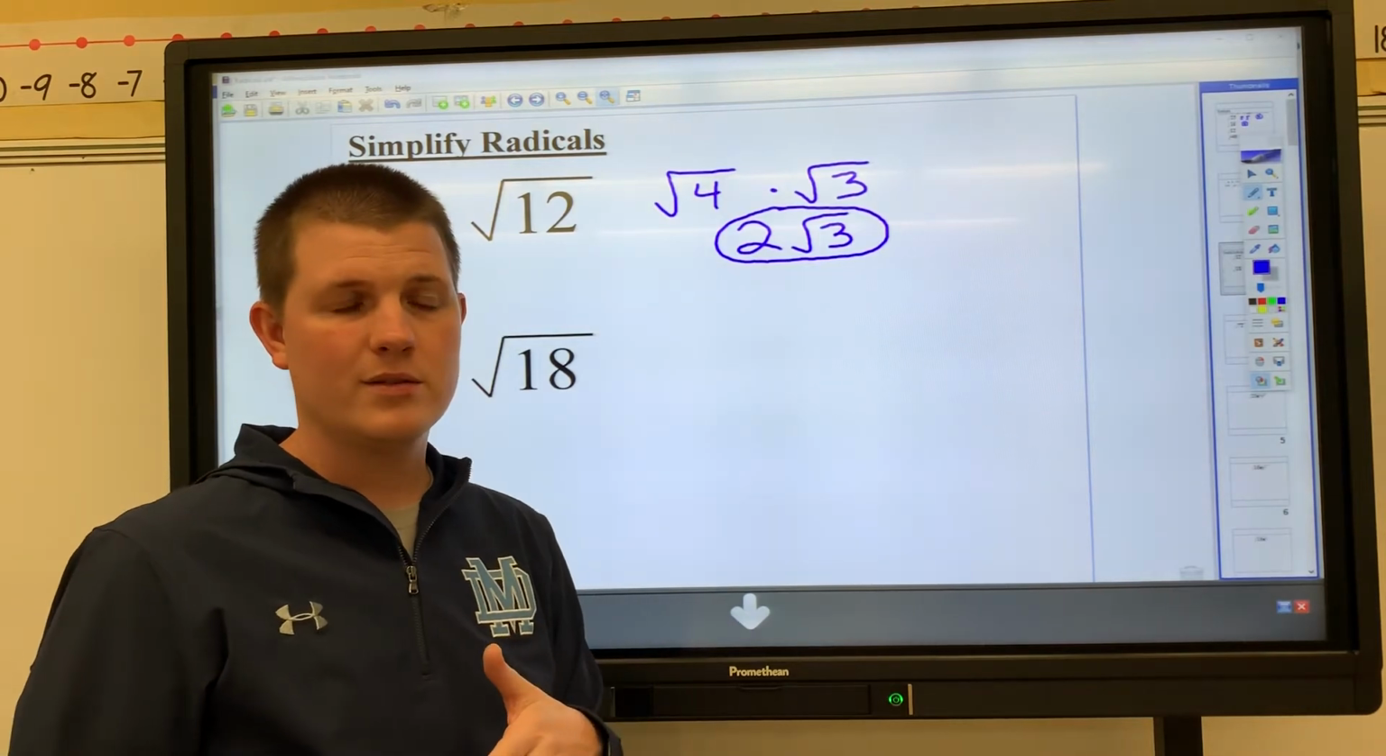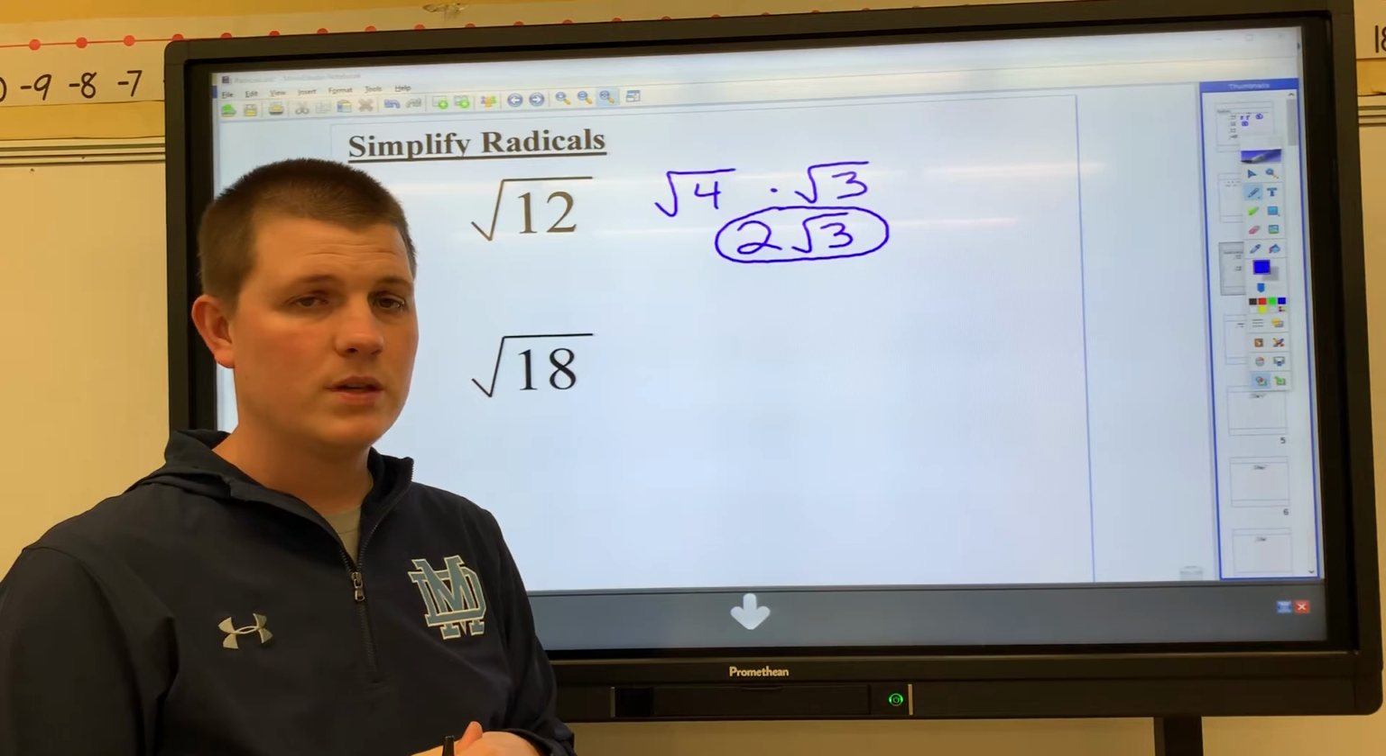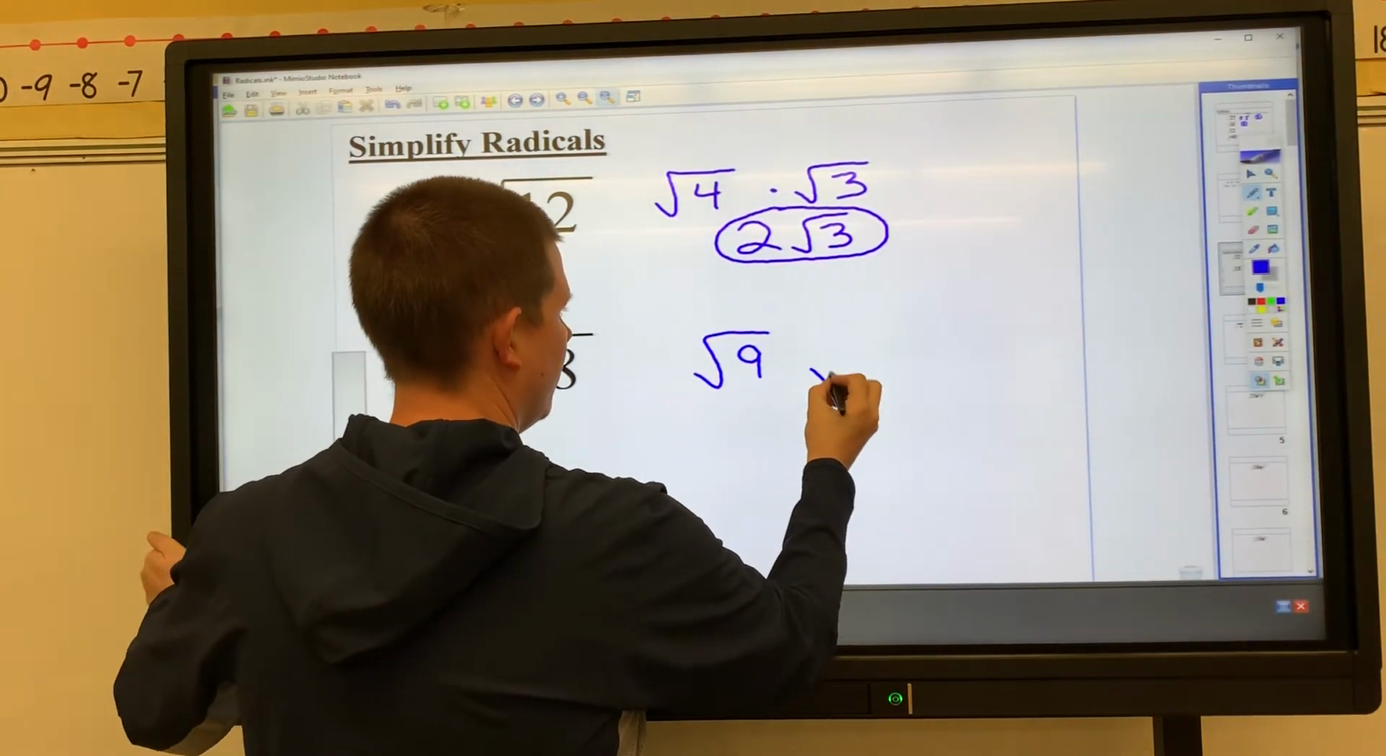6 and 3. Well, neither 6 nor 3 is a perfect square. What about 9 and 2? 9 is a perfect square. So we can break this up into the square root of 9 and the square root of 2.